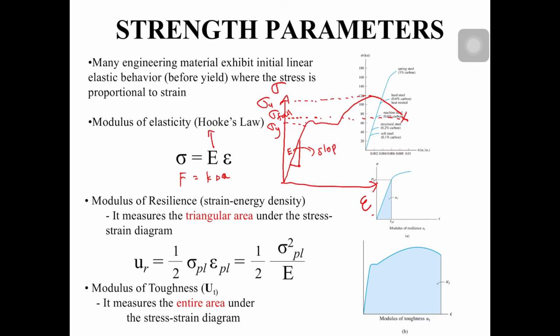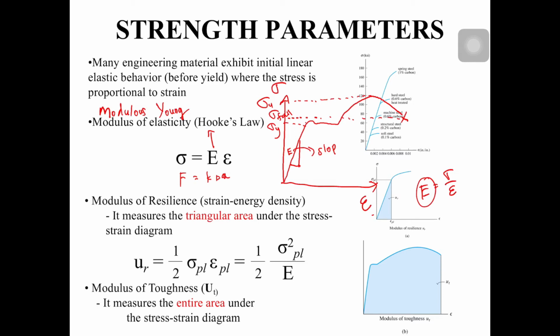Alright, like this one. We have a sigma and we have an epsilon. So E is basically sigma over epsilon. Stress over strain is your modulus Young. We call it also modulus Young. Okay, for the straight region, for the proportional region.